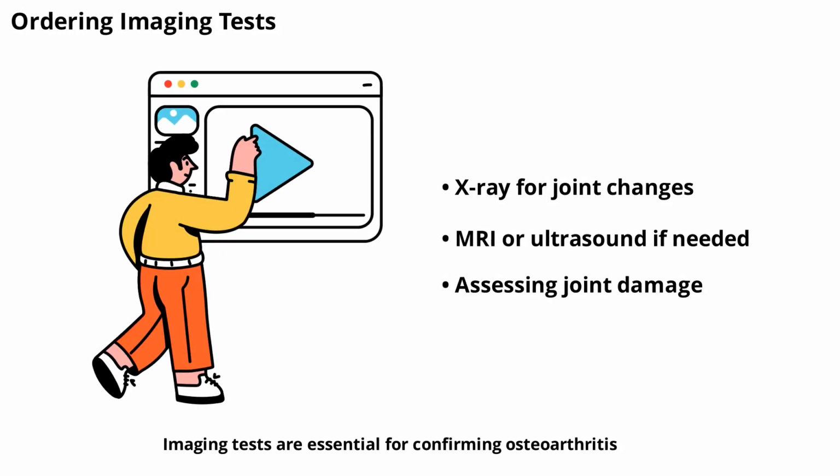Imaging tests are essential for confirming osteoarthritis and assessing the extent of joint damage. The most common imaging test is an X-ray, which can reveal characteristic changes such as joint space narrowing, bone spurs, and changes in bone shape. In some cases, doctors may order MRI or ultrasound scans to get a more detailed view of the joint's soft tissues and cartilage. These tests help differentiate osteoarthritis from other joint diseases and guide treatment planning.